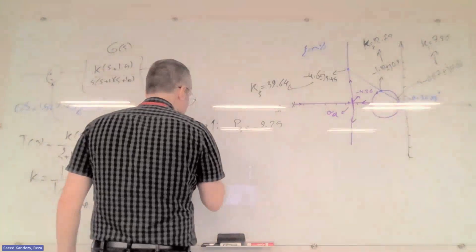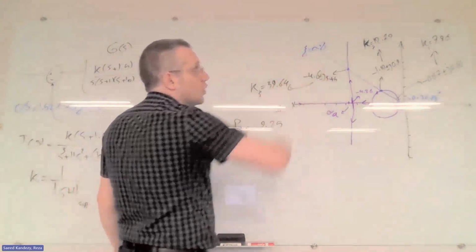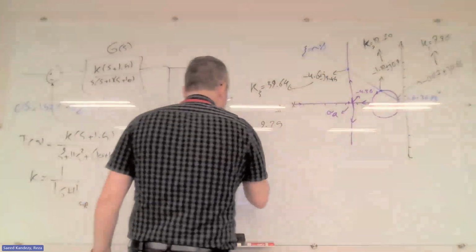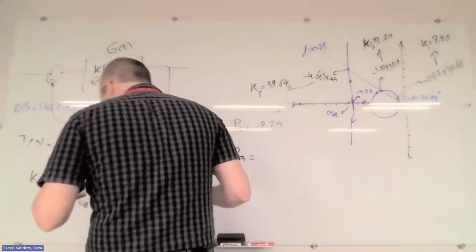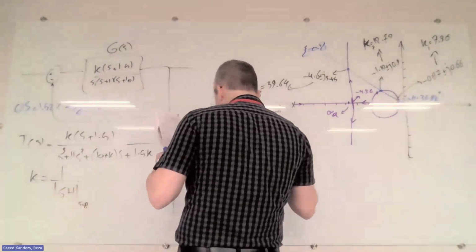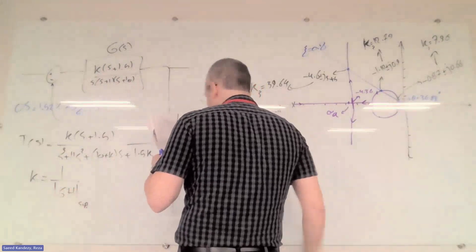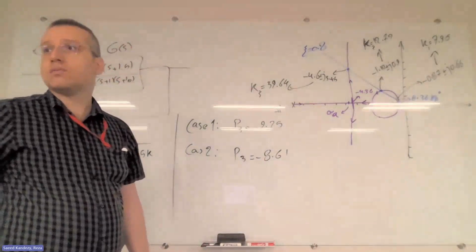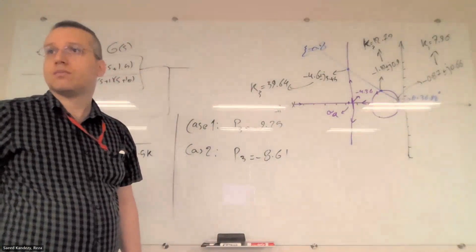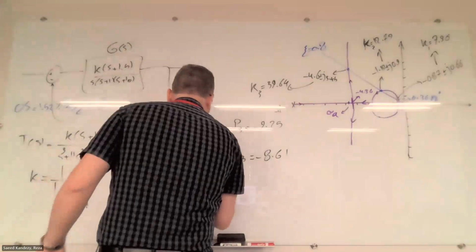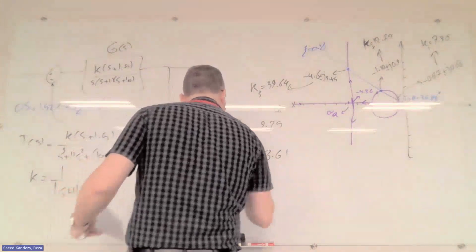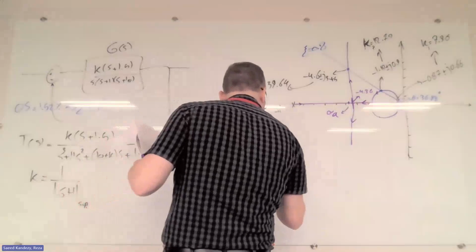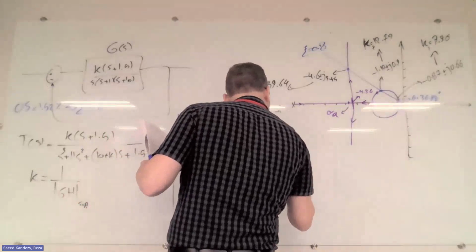For case two, when K is 12.79, again, we can find the third pole, and if you find it, the pole would be minus 8.61. Very good. Case three, the third pole is going to be minus 1.8.